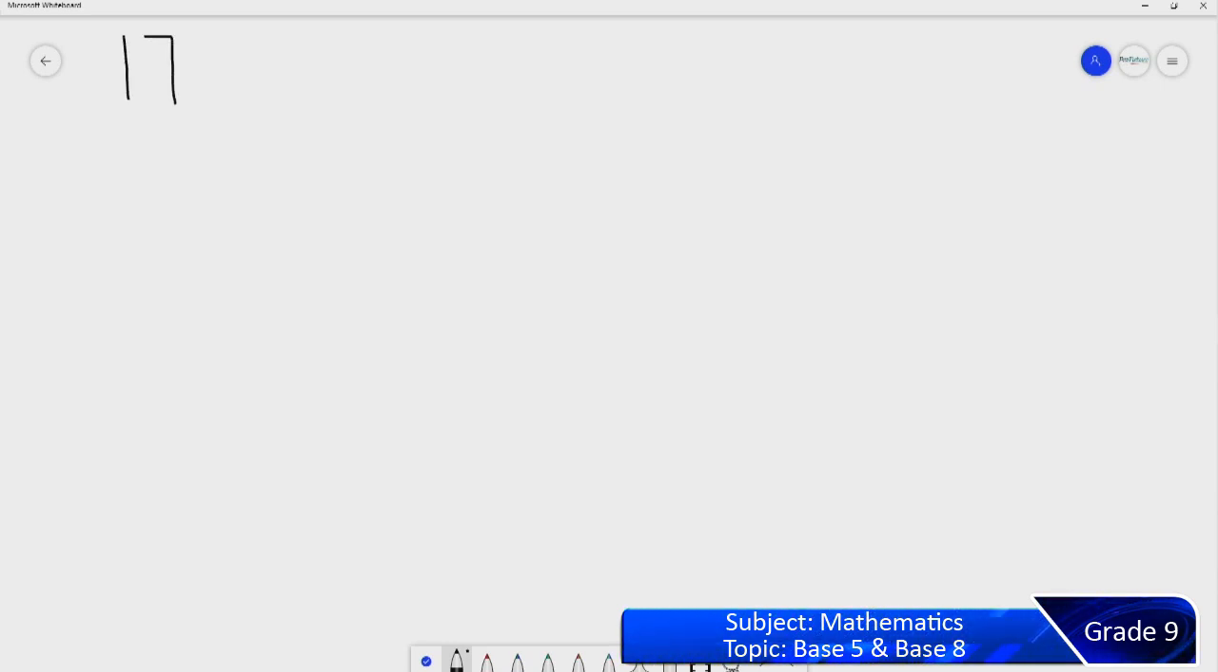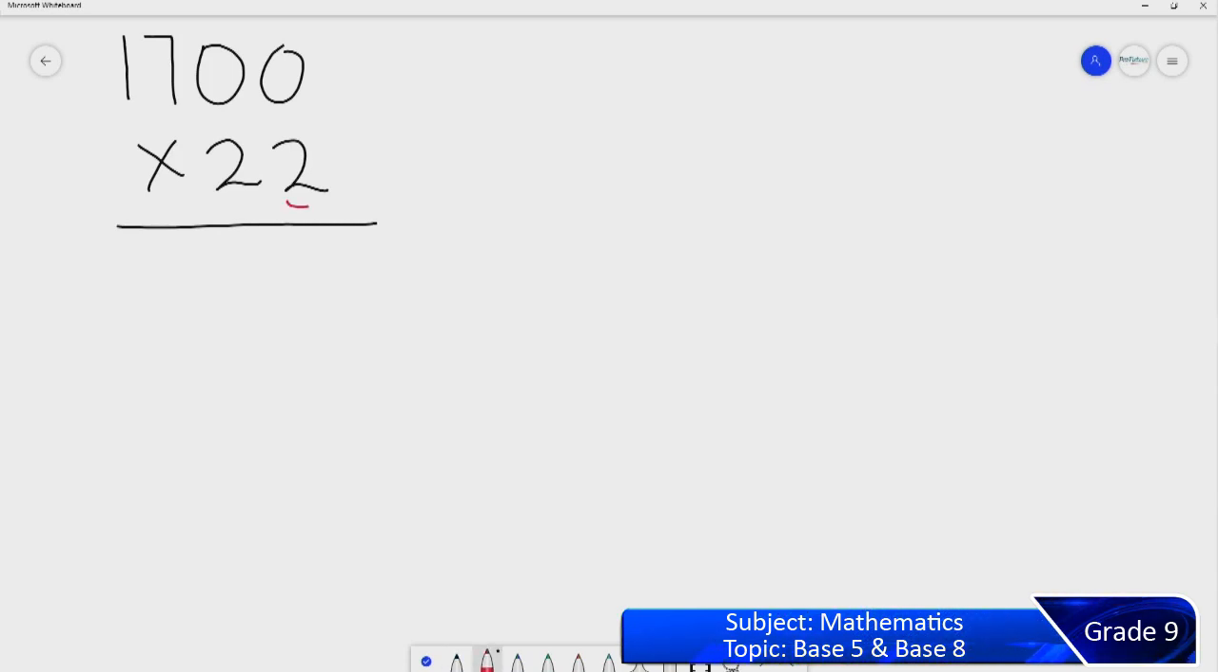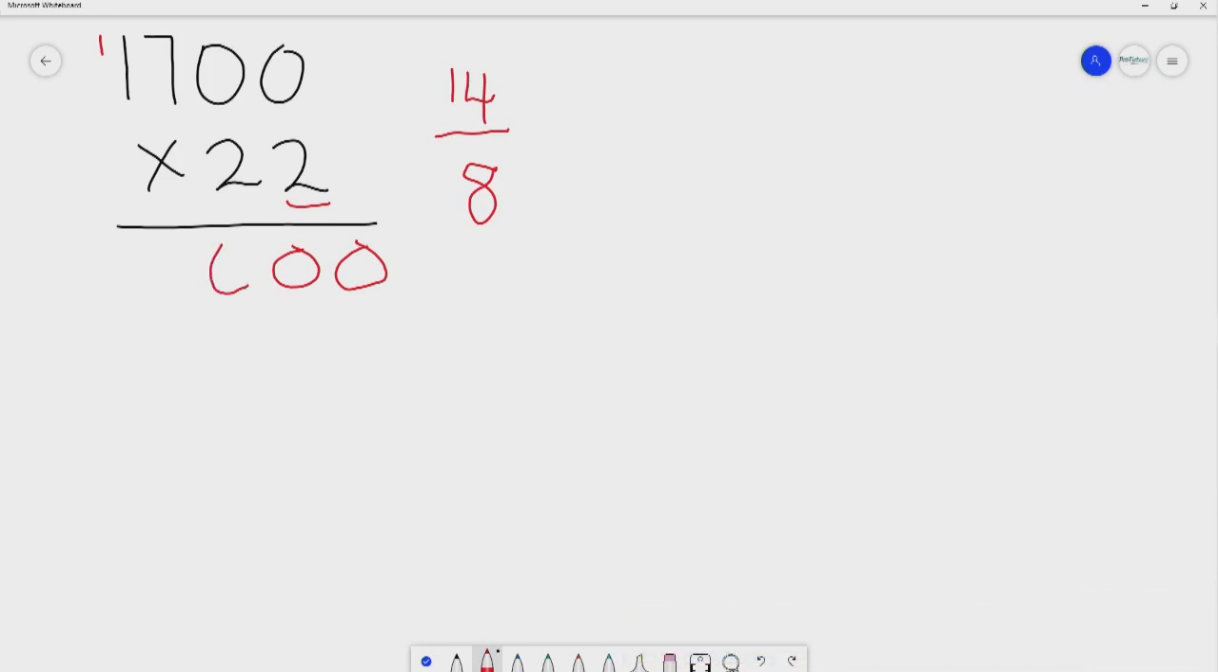So the final example that we're going to look at for multiplying numbers in the base 8 number system would be 1700 by 22. As usual, we start with this digit. 2 times 0 is 0. 2 times 0, 0. 2 times 7, 14. You have to write it outside. 14 divided by 8. How many times could 8 go into 14? 1. How many remaining? 6.